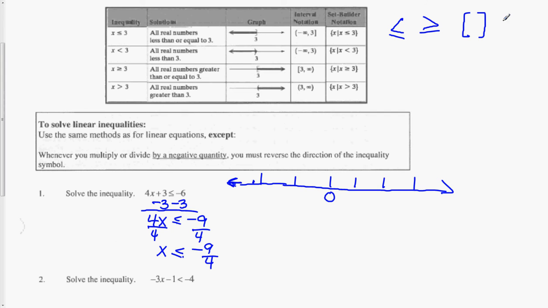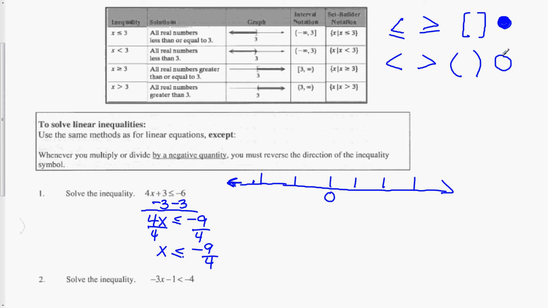Now, that could also be represented with a closed dot. There's a couple different ways you could show these graphs. I'm going to use the brackets when I show you the answer, but just keep in mind you may use a closed dot on homework. That means the same thing as a bracket. If you have just less than or greater than, no equal to involved, then you're going to put a parenthesis to mark your endpoint. That would be the same thing as an open circle.